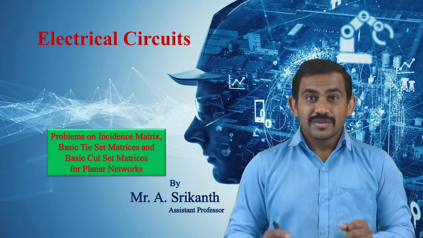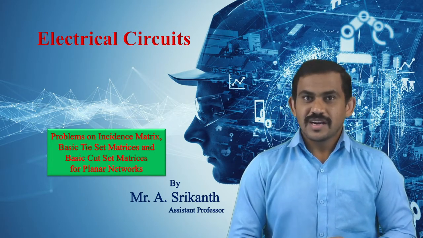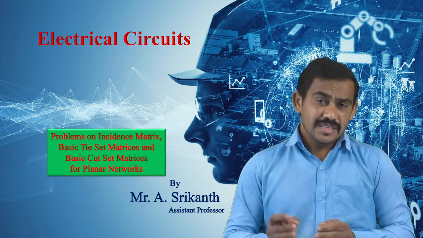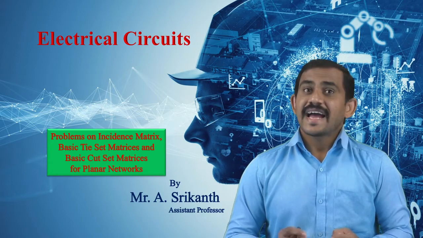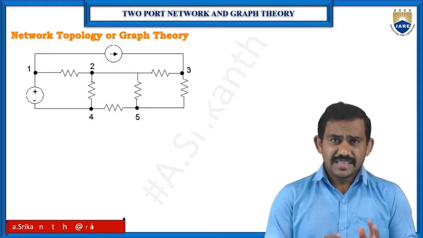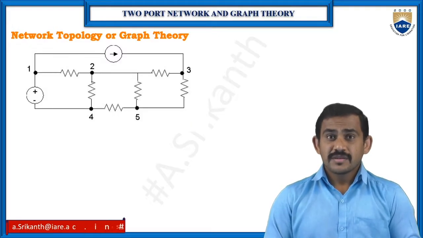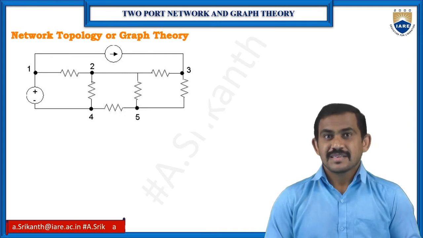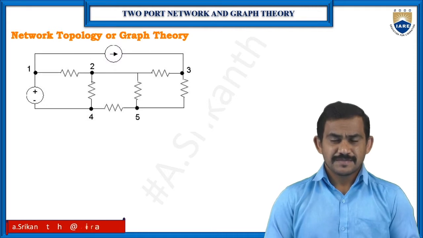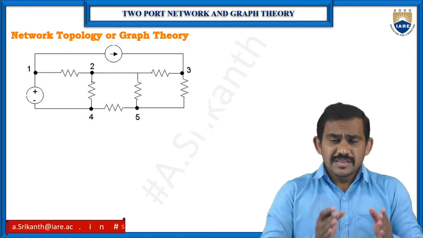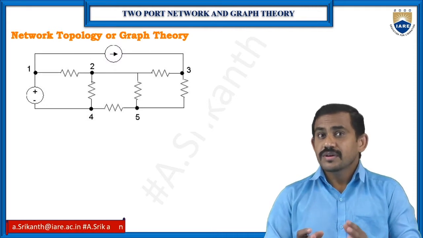Here we have some problems on network topology or graph theory. In that we have the incidence matrix, dissect matrix and cut set matrix. In each circuit, we need to find out the A, B, C matrices: the incidence matrix, the cut set matrix as well as the dissect matrix. For that, we need to draw the circuit as a graph.